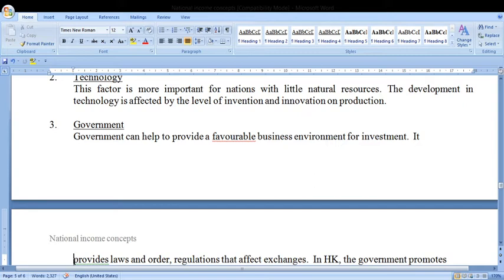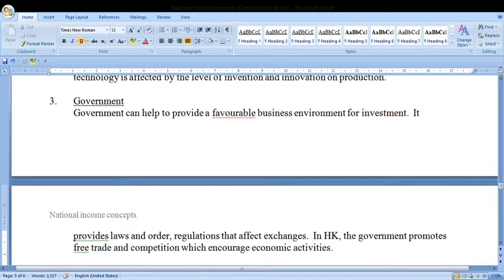The next one is government. Government can help to provide a favorable business environment for investment. It provides law and order, regulation that affects exchanges. Okay, these are all the things. How will the government help? They will provide loans to the entrepreneur, loans to small and medium scale industries, even large scale industries also. If they provide loans with a subsidy or less interest, automatically the people will try to work and produce more goods and services. At the same time, what will happen if they are producing the goods and services?